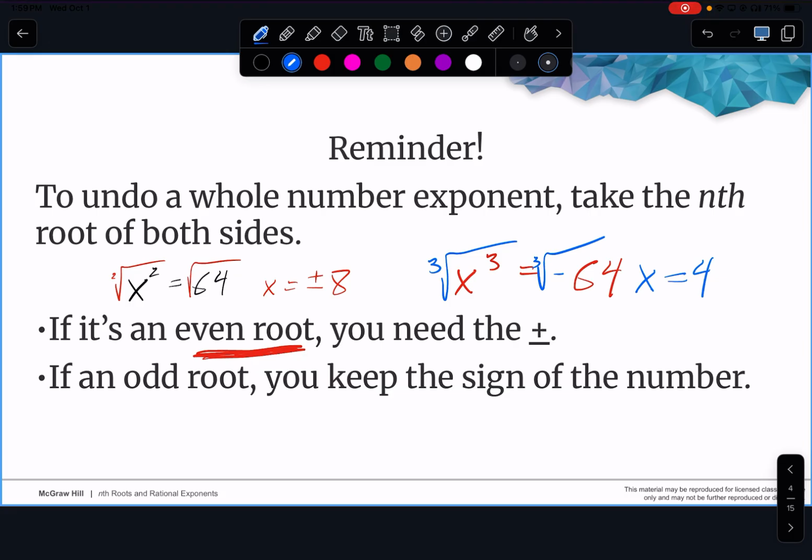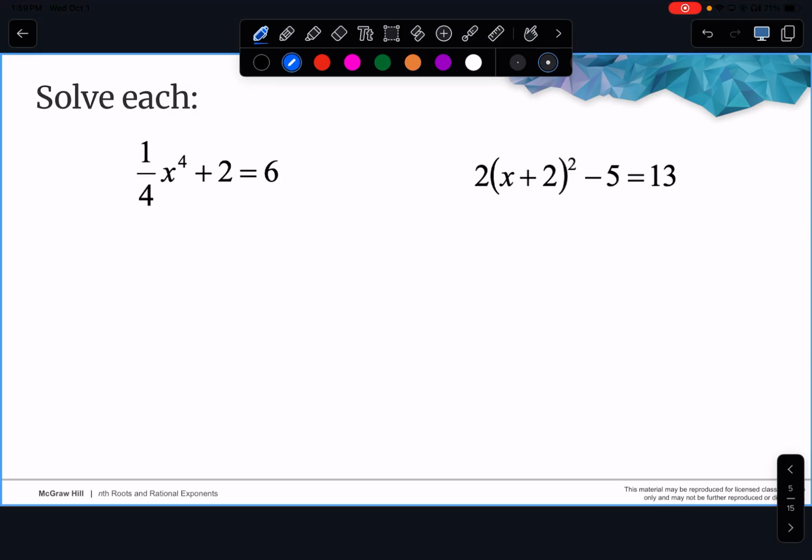Okay, we good with that? How those negatives impact things, and how the odd and even index impacts it? Okay, so this is where we're going to start.